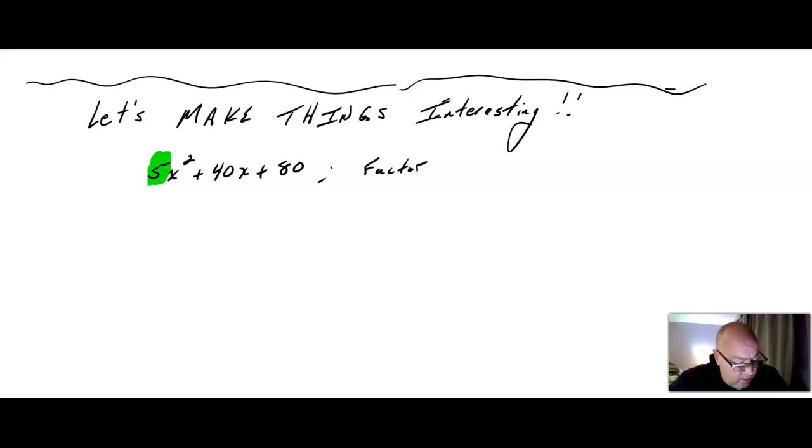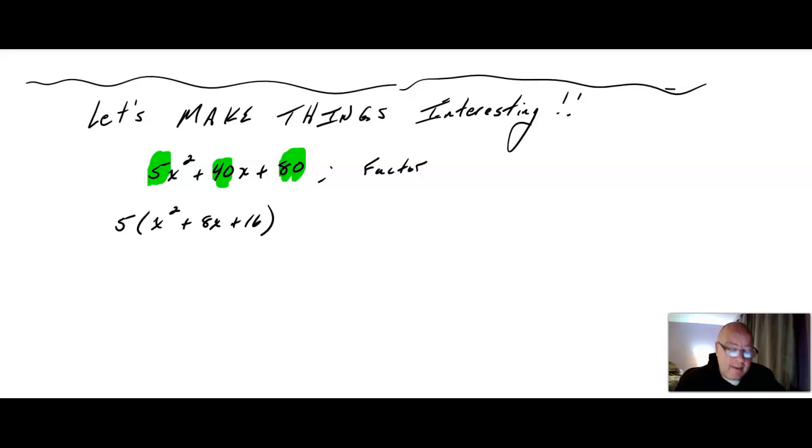So the first thing I want you to do before you do anything else, before you try to factor, is I want you to look to see if all of those numbers, the coefficients, the 5, the 40, and 80, have something that can be factored out or undistributed. And in this case, it can. We can undistribute or factor out a 5. So let's go ahead and do that. So I'm going to pull a 5 to the outside. And when I do that, I'm left with x squared plus 8x plus 16.